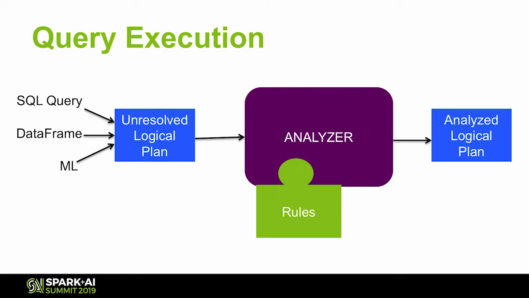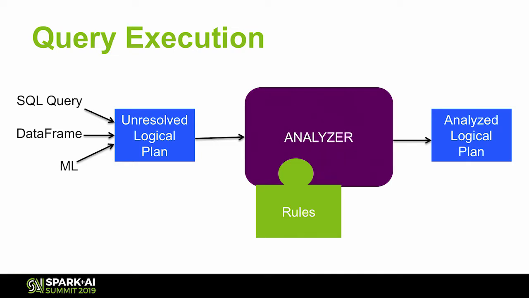Then it goes through the analyzer. The analyzer will run a bunch of rules, and it'll try to resolve your plan. It'll look up the relation in the catalog. It'll try to figure out the attributes, the types of the attributes, and the types of the expression. And basically, what the analyzer does is it has a couple of rules. And the rules are nothing but functions that let you transform a plan from one plan to another plan.